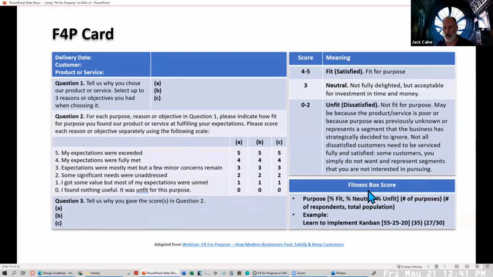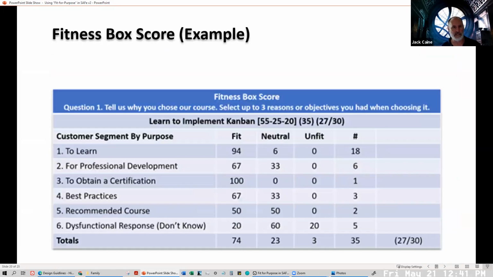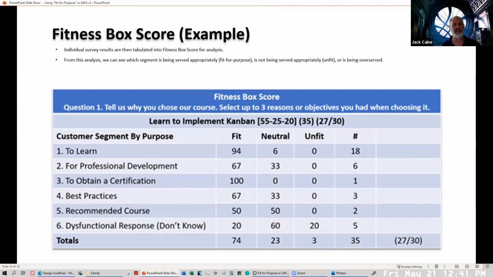And we have something called a fitness box score. So those are the 3 reasons. Those are the score for each reason. And this is why each score. Now we're going to look at the fitness box score example. Individual survey results are then tabulated into a fitness box score. So we take all the surveys and we tabulate them. From this analysis, we can see which segment is being served properly or not.